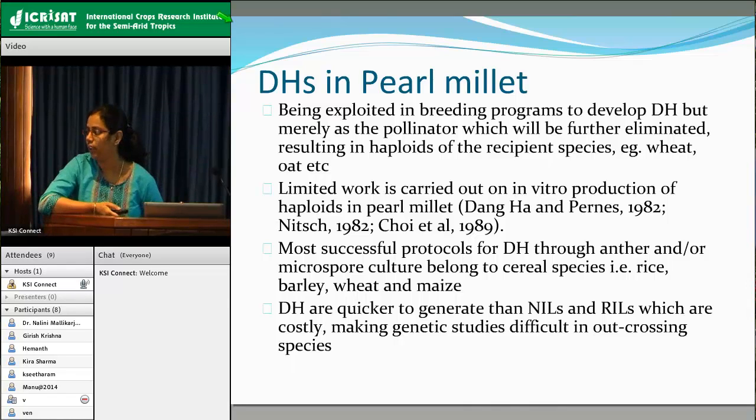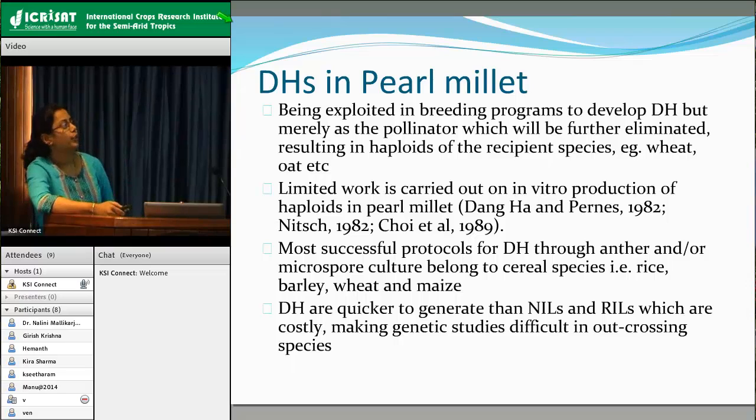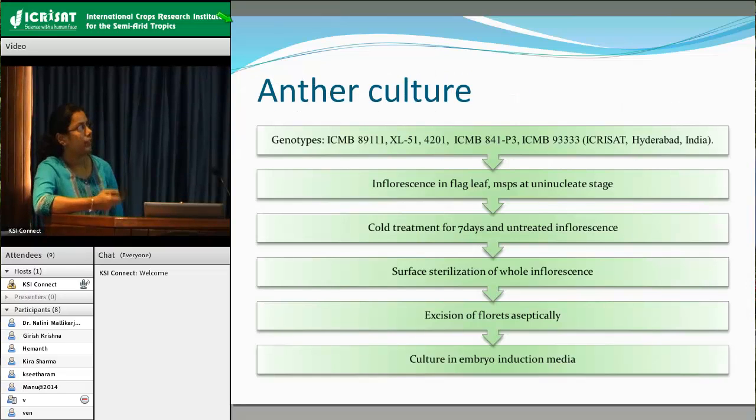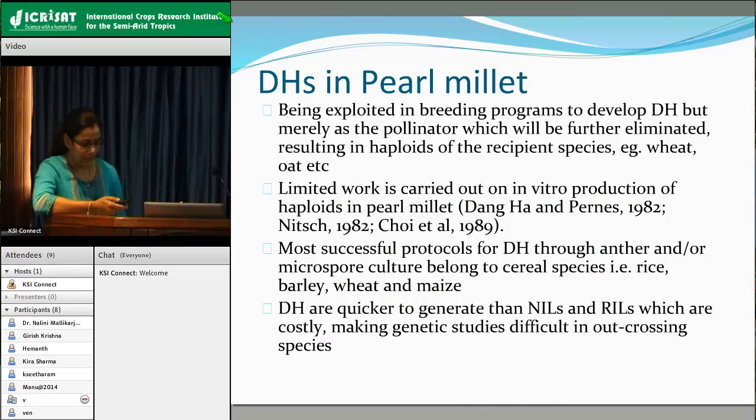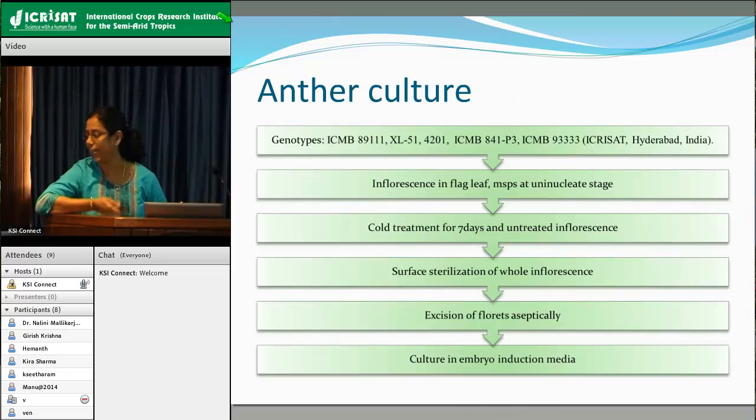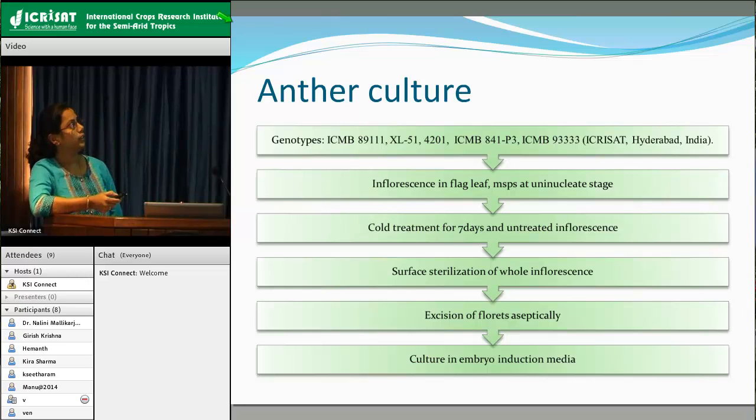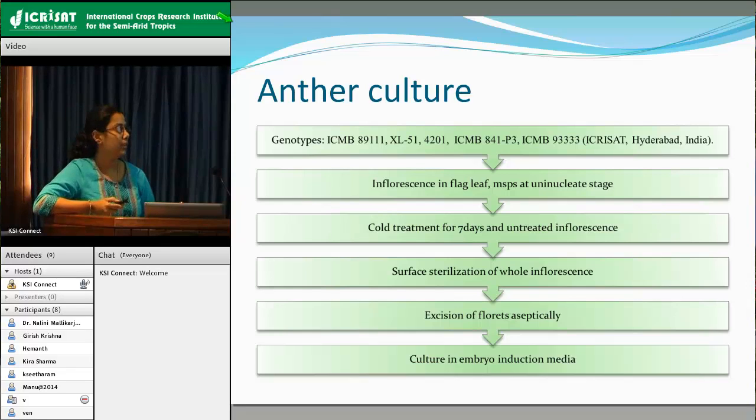Though the most successful double haploid protocols exist for cereals, that is wheat, barley, rice, maize, sorghum and millet have somehow fallen behind. Because of that background, we thought it would be an interesting work to give a preliminary attempt at double haploids in pearl millet. For pearl millet, I have used whole spikes for culture. I have selected 7 genotypes: 89111, XL51, 4201 and others.